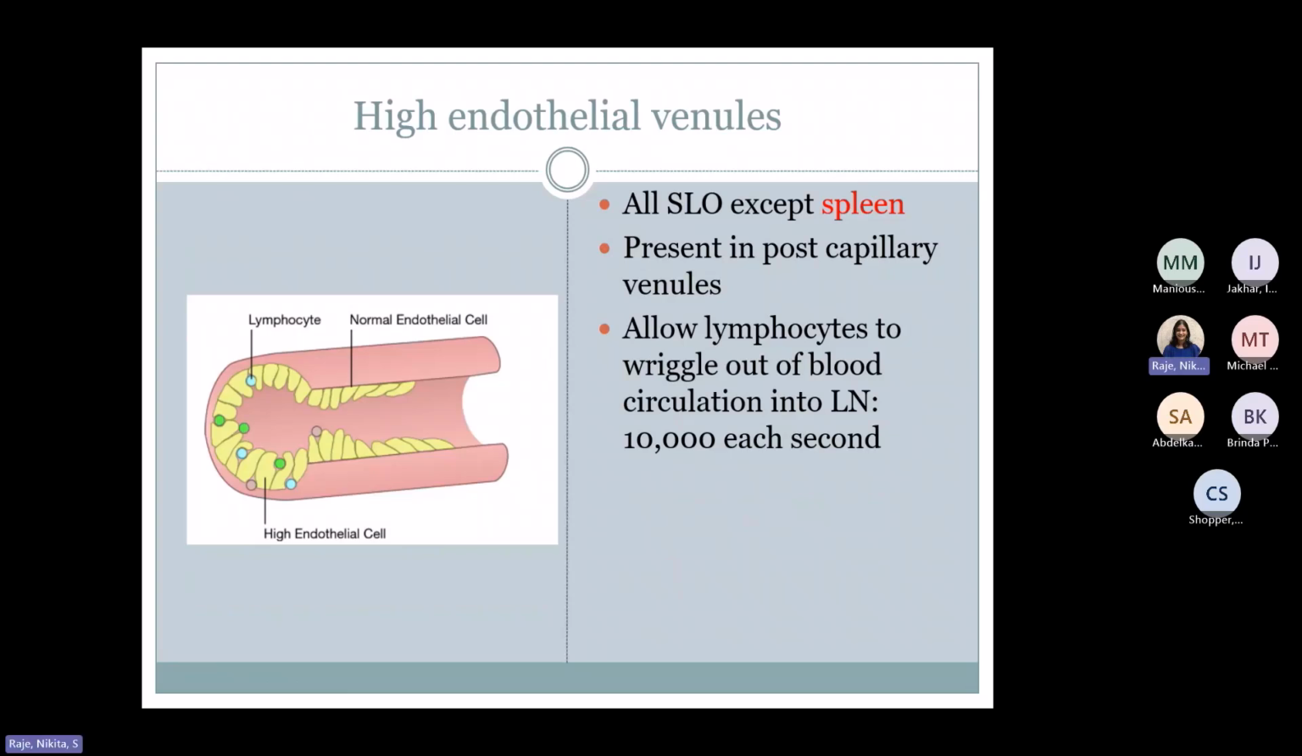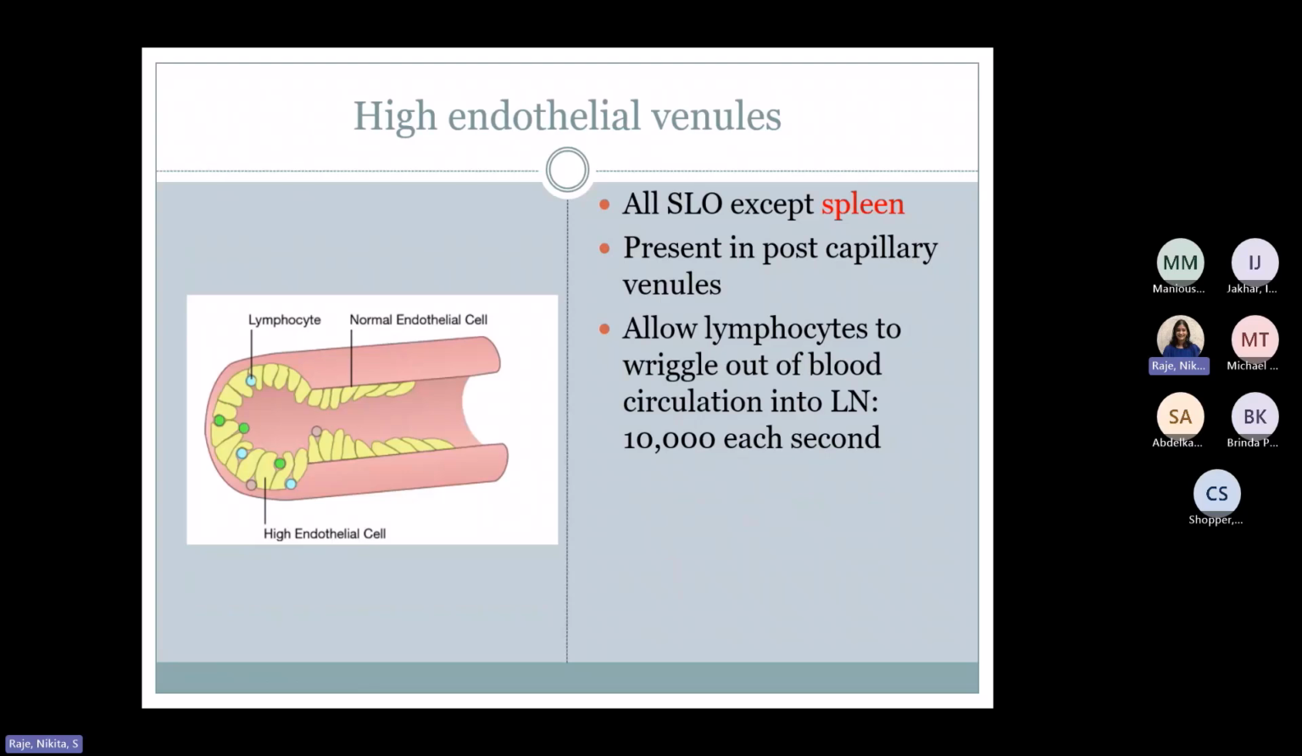So now we talk about the second structure in the lymphoid follicles called high endothelial venules. All secondary lymphoid organs have high endothelial venules except for the spleen. Where are these high endothelial venules present? They are present in the post-capillary venules. As the name suggests, the endothelial cells are taller, they are high, and that's the reason they are called high endothelial venules. These high endothelial venules allow the lymphocytes to wriggle out of the blood circulation into the lymphatic organ, say a lymph node or any other secondary lymphoid organ.